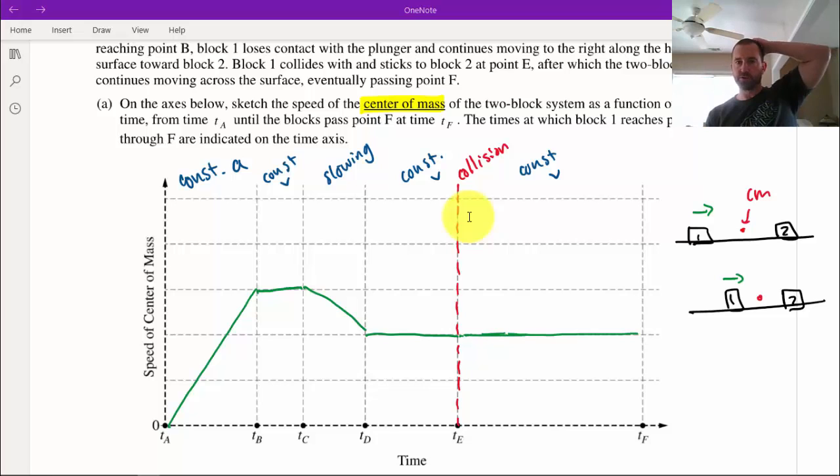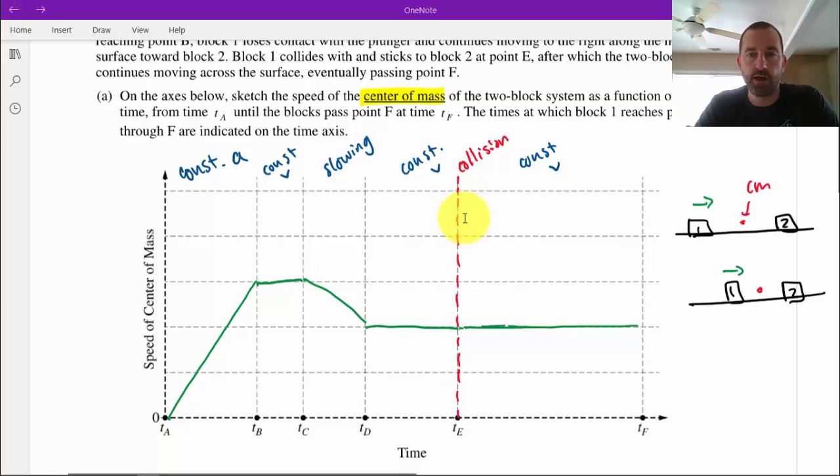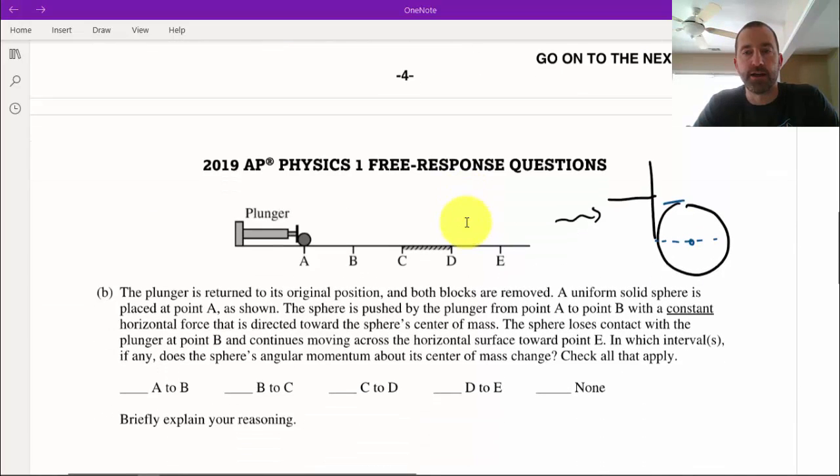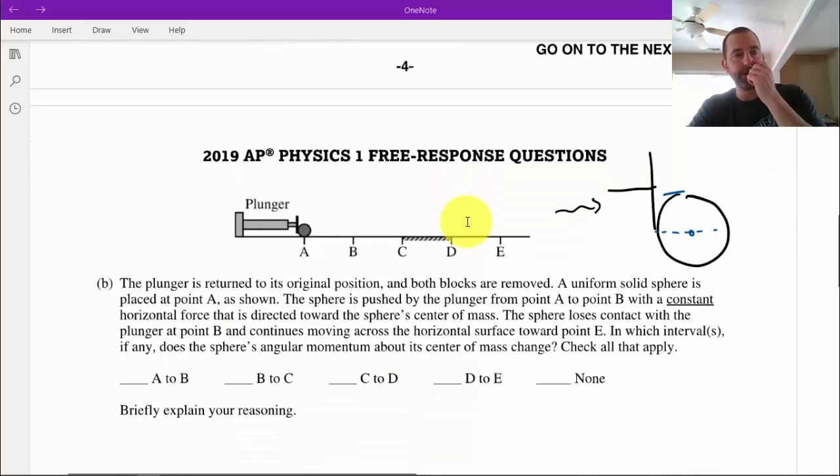Now, if you drew your graph slightly different, if you screwed up that last little bit, you're going to lose some credit. But overall, this graph, for just looking at what block 1 does versus what block 1 and 2 center of mass does, is almost the same. It's only different at that last part. All right, let's take a look at part B.